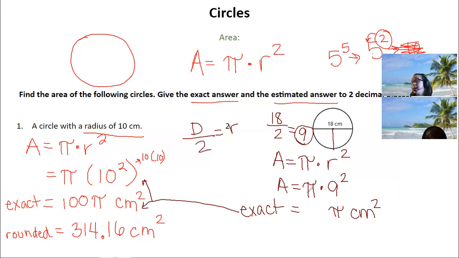Not quite yet. We got to do something with that 9 squared. What is 9 squared? It's the same as 9 times 9. And I love that you said that, Vivi, because that helps me see what everybody might be thinking. 81. Good job, guys. So my exact answer is 81 pi centimeters squared.